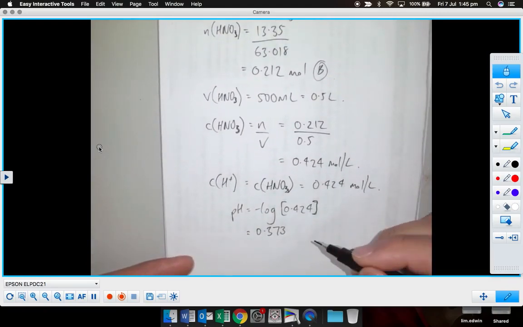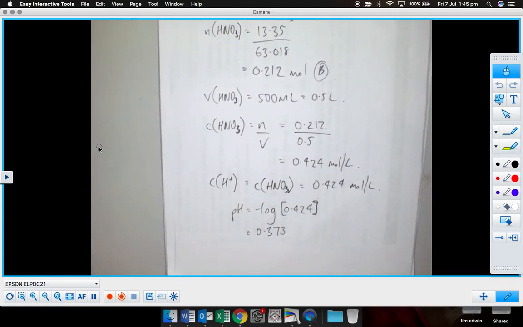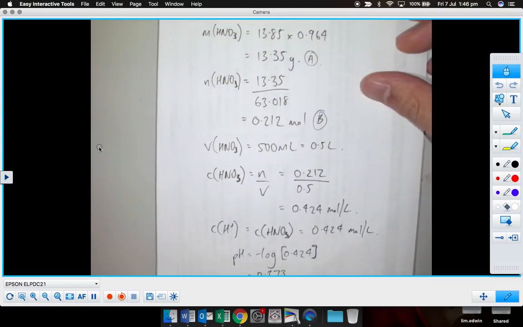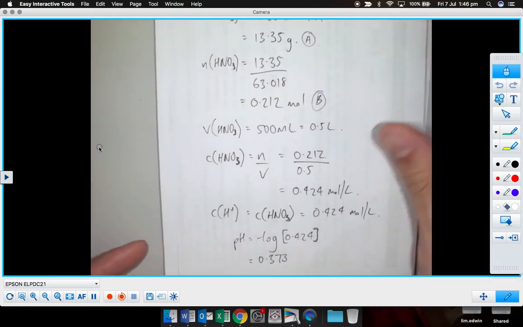Can the pH be less than 1? Absolutely. It can be less than 1 if the concentration of H+ ions is greater than 0.1. Just remember that your pH values can be any value. It can be a negative value, it can be above 14, things like that. So please don't think that it's just between 1 and 14. Okay, so that's the second question. All right, let's go to the next question.